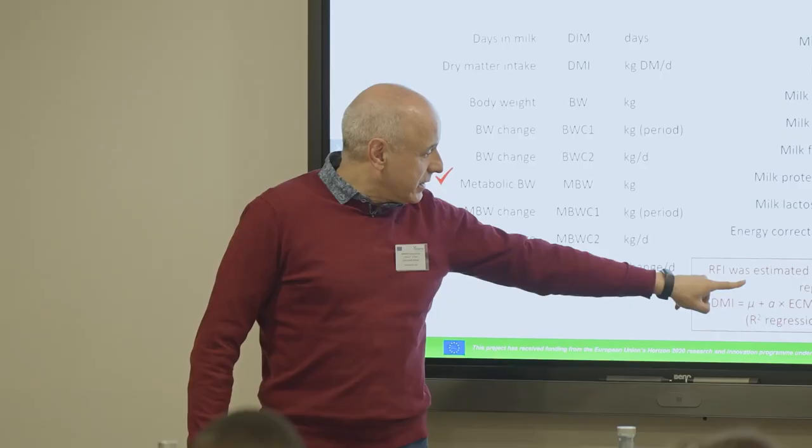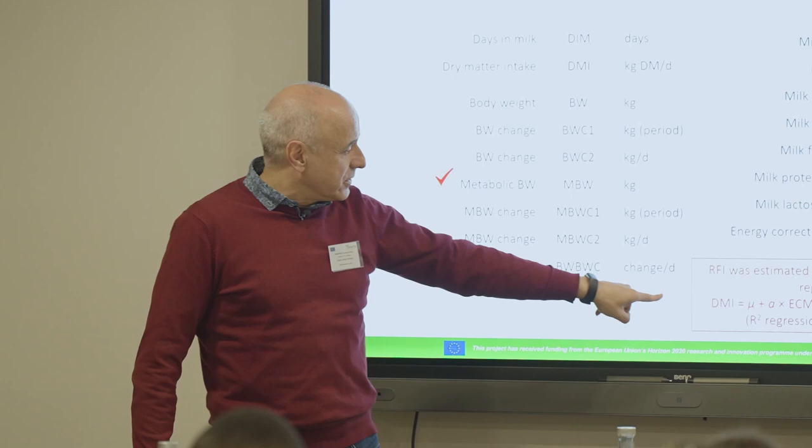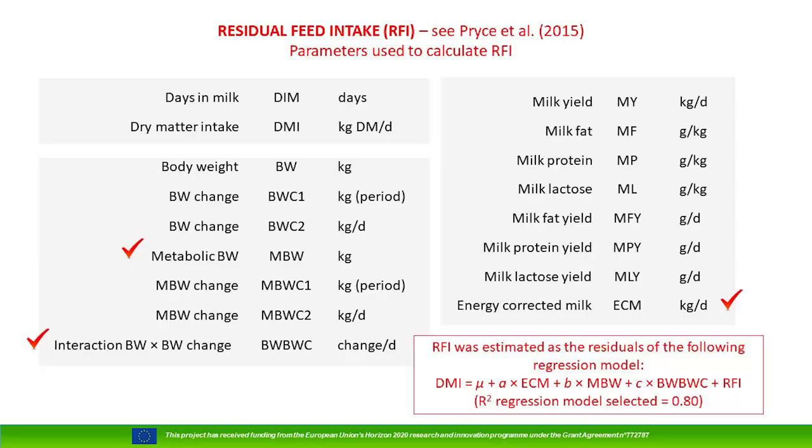Finally, in all the cases, you will have a model like this one. This is exactly the same as the model of Price from dairy cattle. You have the ECM, energy corrected milk. You have the metabolic body weight. And you have the interaction between body weight and body weight change during the period. And you have a residual. This is your index that you will estimate.